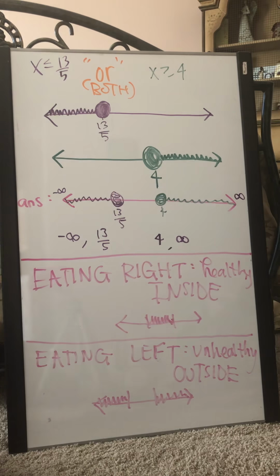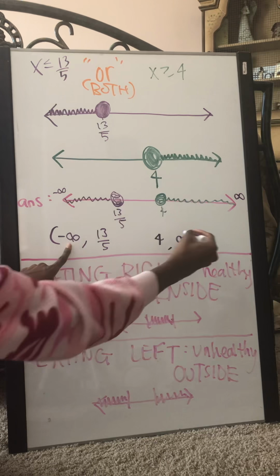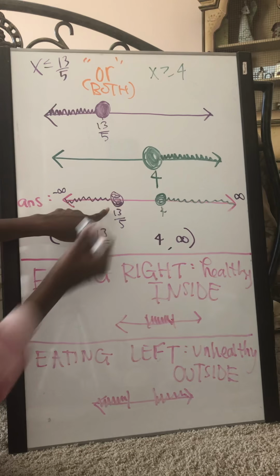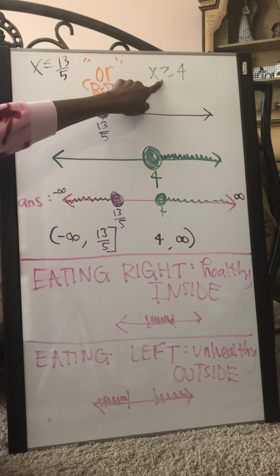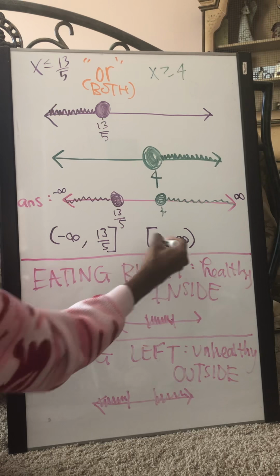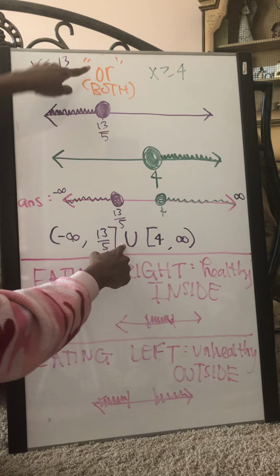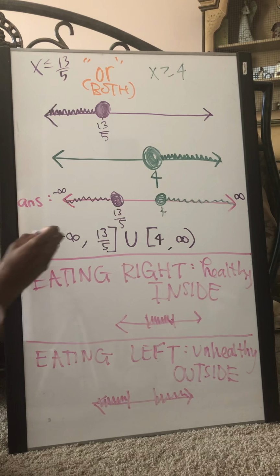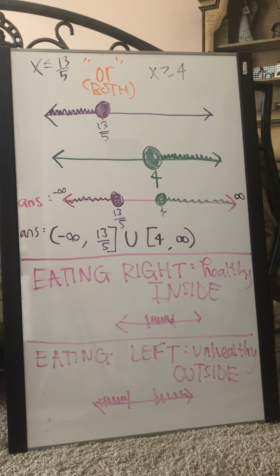So now let's talk about whether we're using parentheses or brackets. Remember, our infinity signs always have parentheses. Because these are closed circles, we are going to have brackets, right? Because they have lines underneath them, we use brackets. And then we separate this with a union, because remember, union means or. And that would be our solution set in interval notation.